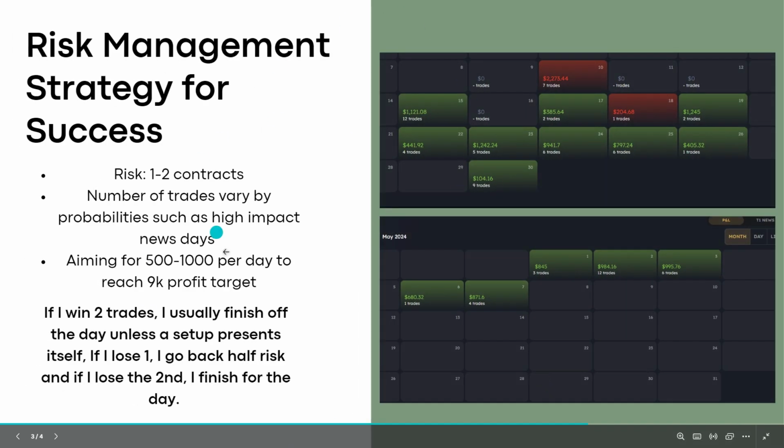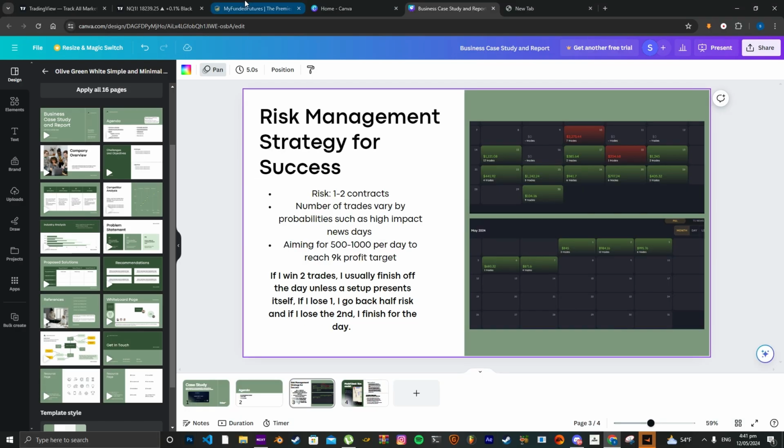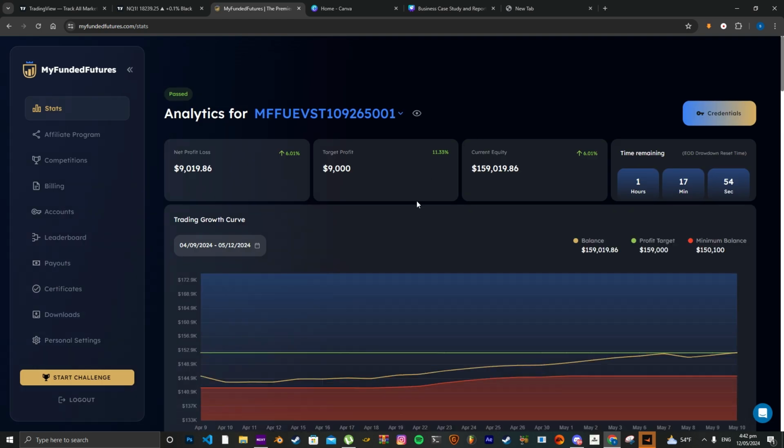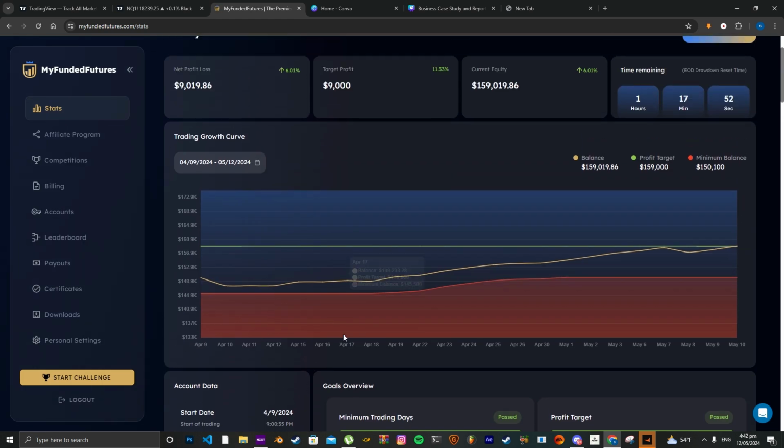As you can see, this is my dashboard on that funded account. I did have 3 more trades for this, but if we go into My Funded Futures, I can't really look at my stats anymore, considering that I still need to pay my activation fee, which I will very soon. But all right, so yeah, I can pull up my stats for you guys.